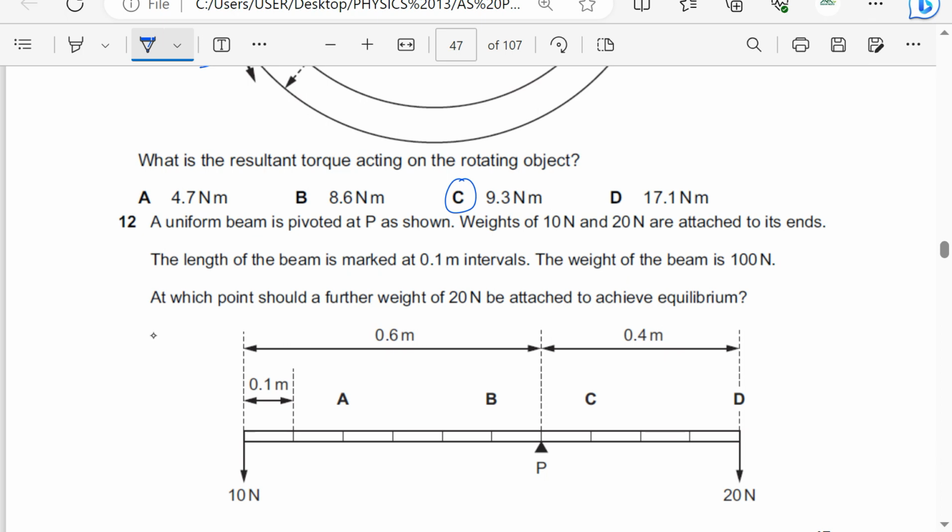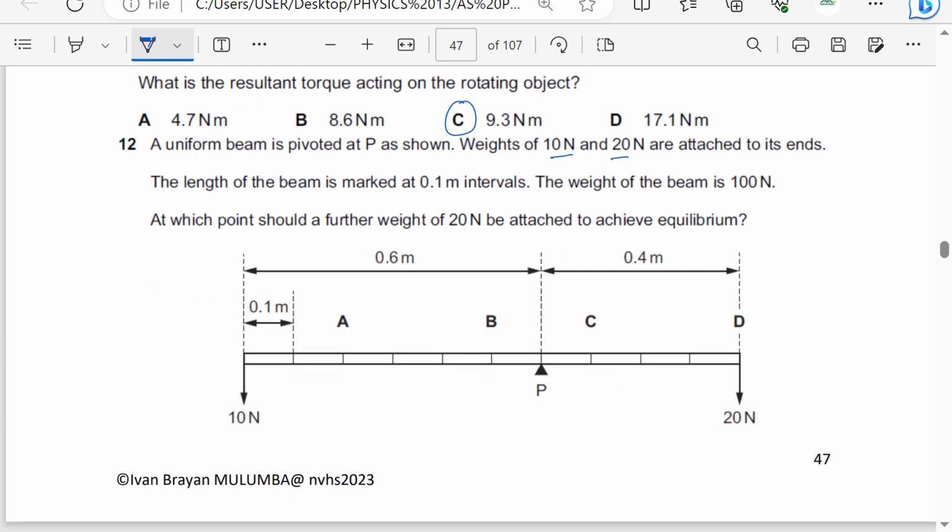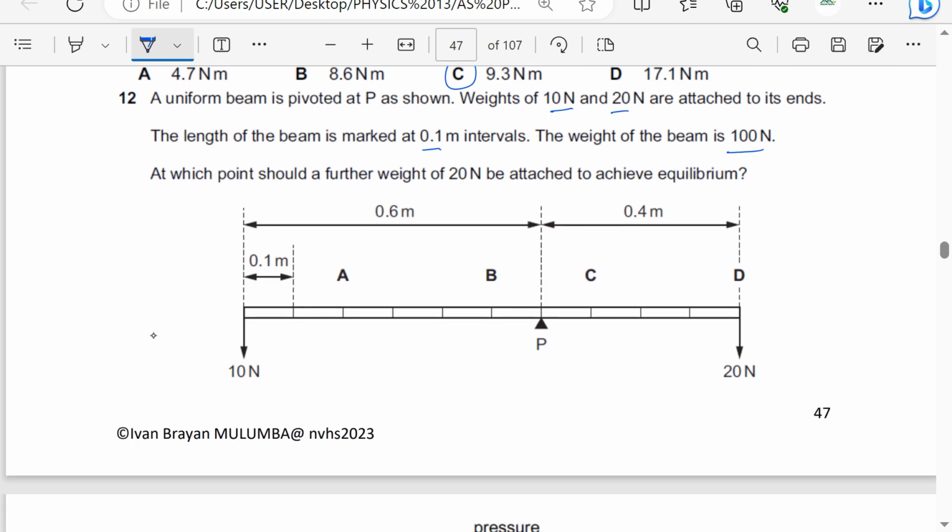A uniform beam is pivoted at P as shown. Weights 10 newtons, 20 newtons are attached to its ends. The length of the beam is marked at 0.1 meter intervals. The weight of the beam is 100 newtons. At which point should a further weight of 20 newtons be attached to achieve equilibrium? Okay, a further weight of 20 newtons be attached to achieve equilibrium.